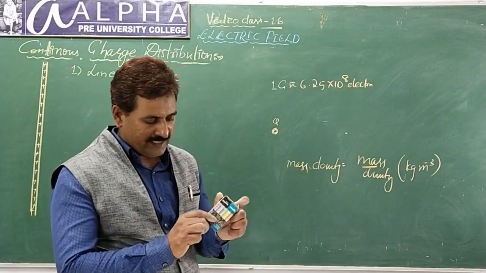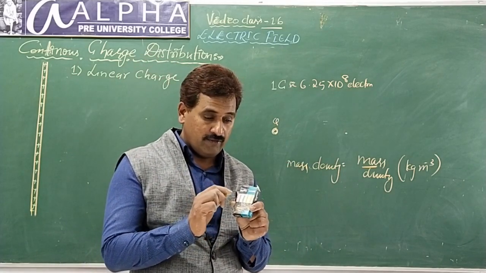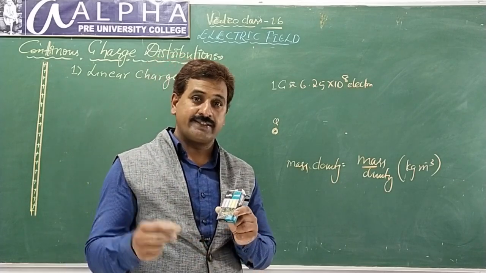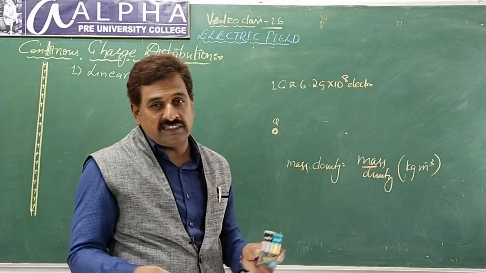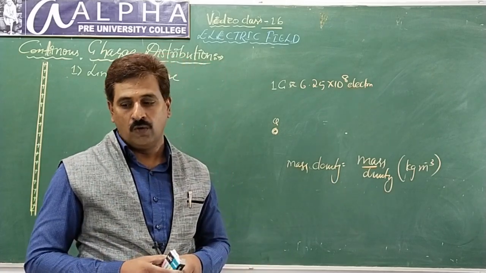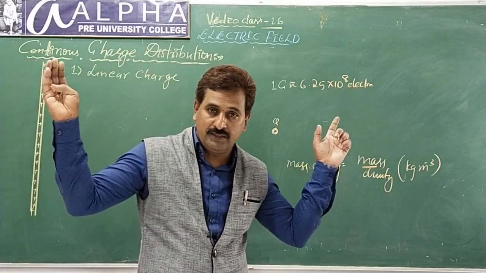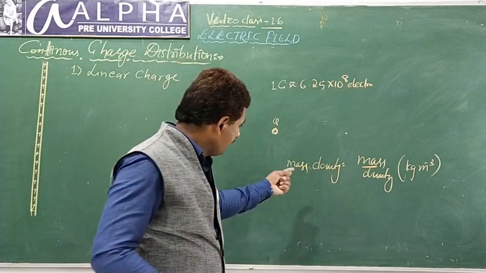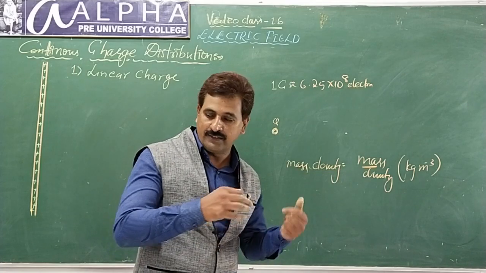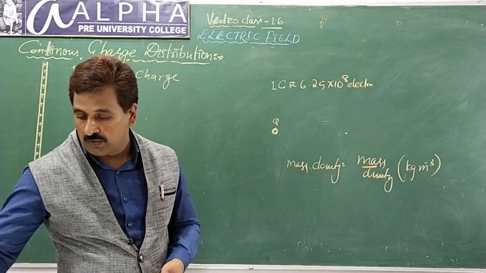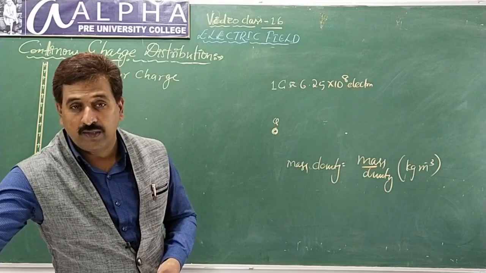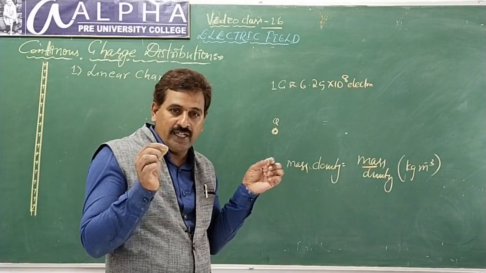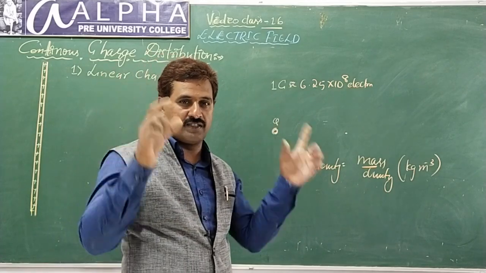So why do you have to define a term like mass density? Because the same volume may weigh different weights, having different mass. The same mass may have different size, volume. 1 kg cotton, this much size. 1 kg iron, only this much. Why? Density is different, right? Similar to that, we define what we call charge density, because there are 3 types of distributions of charges.